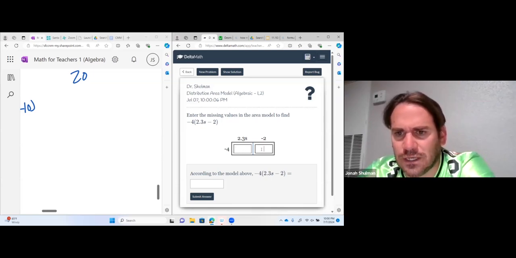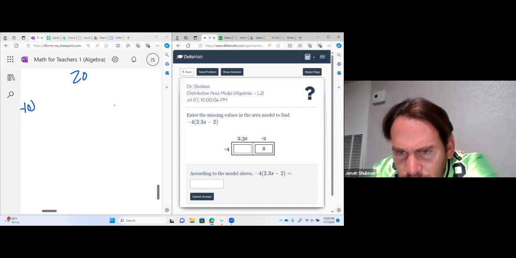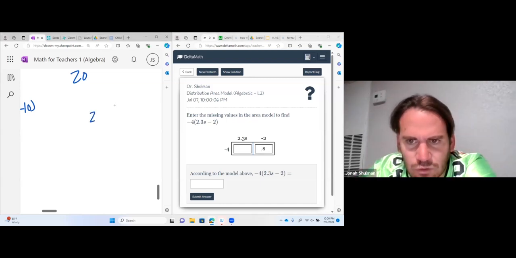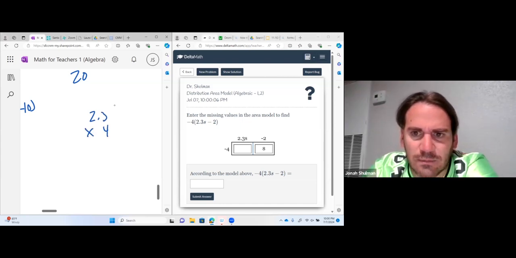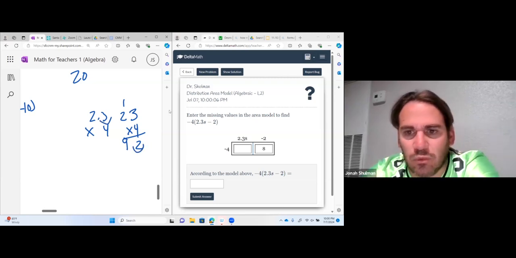So -4 times -2, that's a +8. And this one is 2.3s. So 2.3 times 4. Well, I just think about it as 23 times 4. That's a 2. 4 times 2 is 8 plus 1 is 9. We got one decimal. So this is 9.2s.